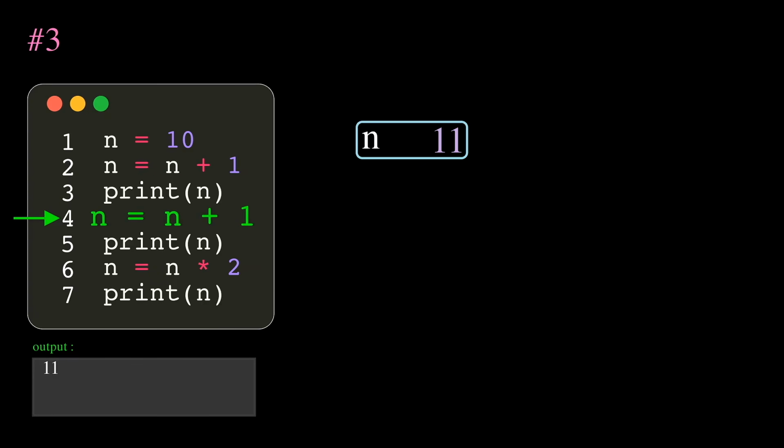Line 4, the variable n once again appears on both sides of the expression. But we know we just need to treat it as its value. At this moment, n is 11. So this line is saying n equal to 11 plus 1. In line number 6, n equal to n times 2, which is saying n equals 12 times 2. So n is 24 now.